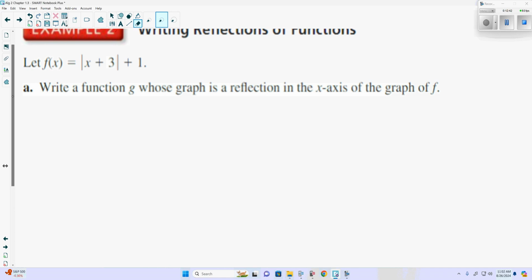So the first one here, when we were talking about reflections: let f of x equal the absolute value of x plus 3, plus 1. Write a function g whose graph is a reflection in the x-axis of the graph of f. So let me start off with g of x, because that's what they told us to name the new function, g of x.